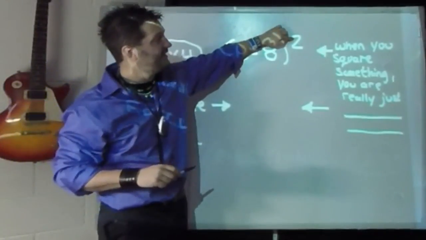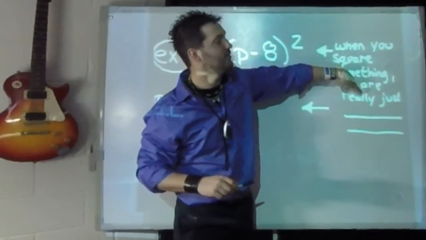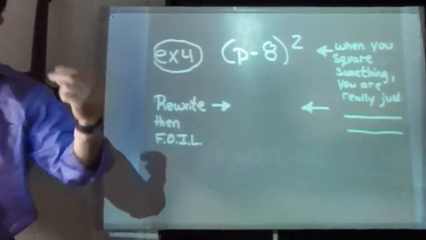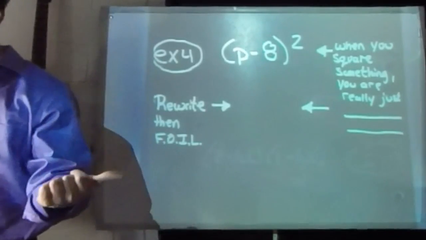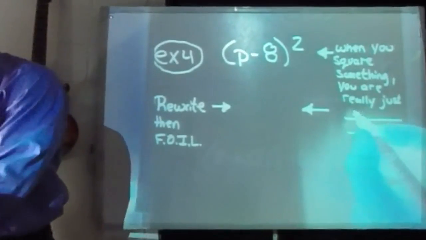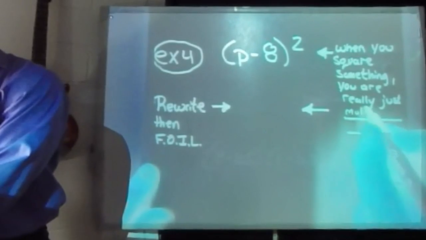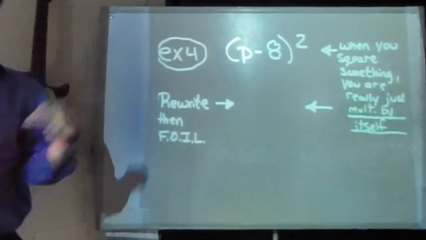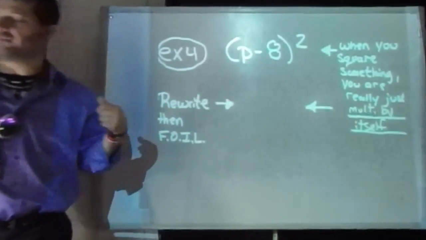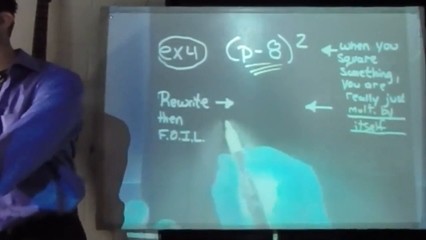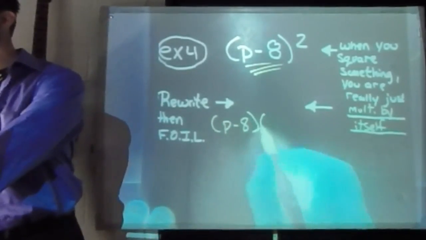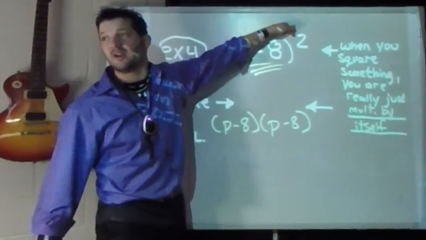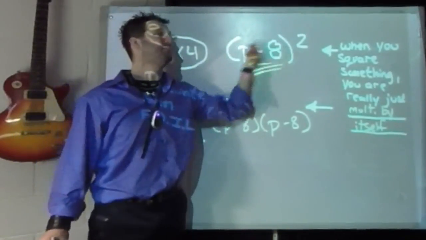What does squaring mean? When you square something, you're really just multiplying it by itself. So we're going to multiply this binomial by itself. You're going to multiply p minus 8 times another p minus 8. Squaring means multiply by itself. The square is not on the 8, the square is on this parenthesis, which means this group is getting multiplied by itself.